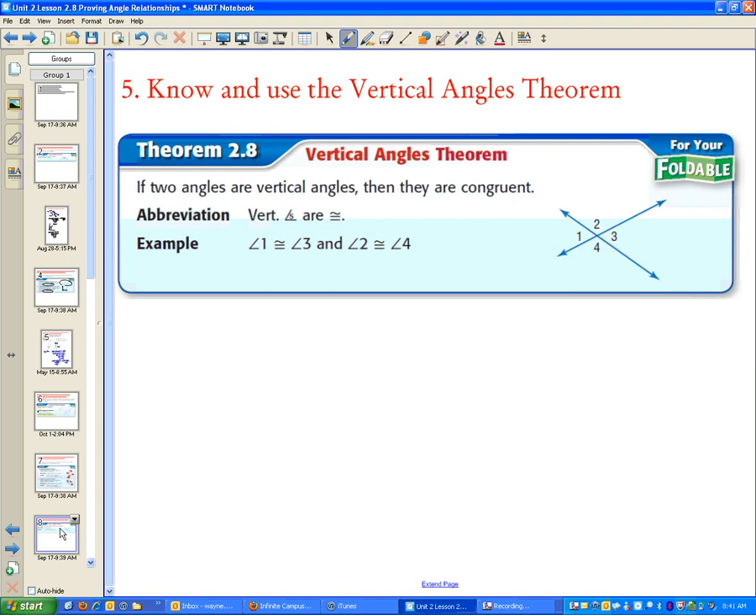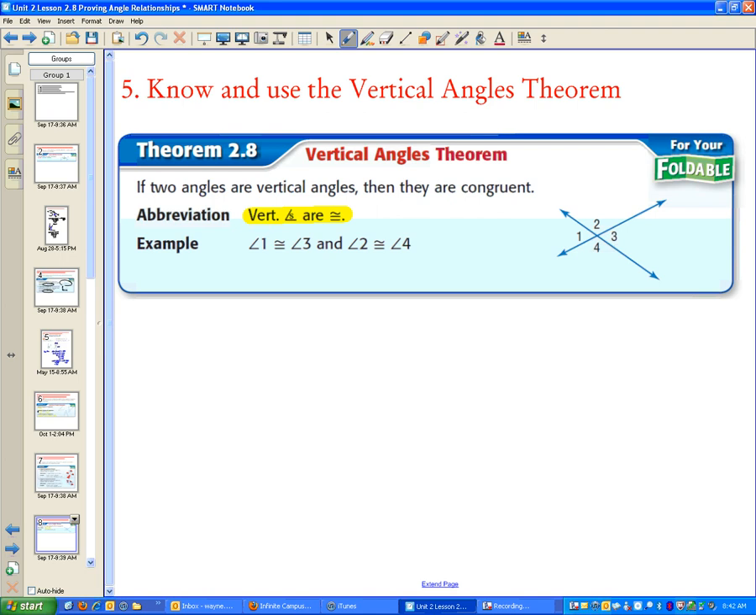The old standby, vertical angles theorem. Before, we had a sentence that said vertical angles are congruent. Now we have something called the vertical angles theorem, which says if two angles are vertical angles, then they are congruent. Now, when we use this as a justification, like on the first few problems we did on page 154, we had to name the theorem we used. You can call it the vertical angles theorem, and that's because that's its name. You can also just write out vertical angles are congruent, because that's just about as fast.